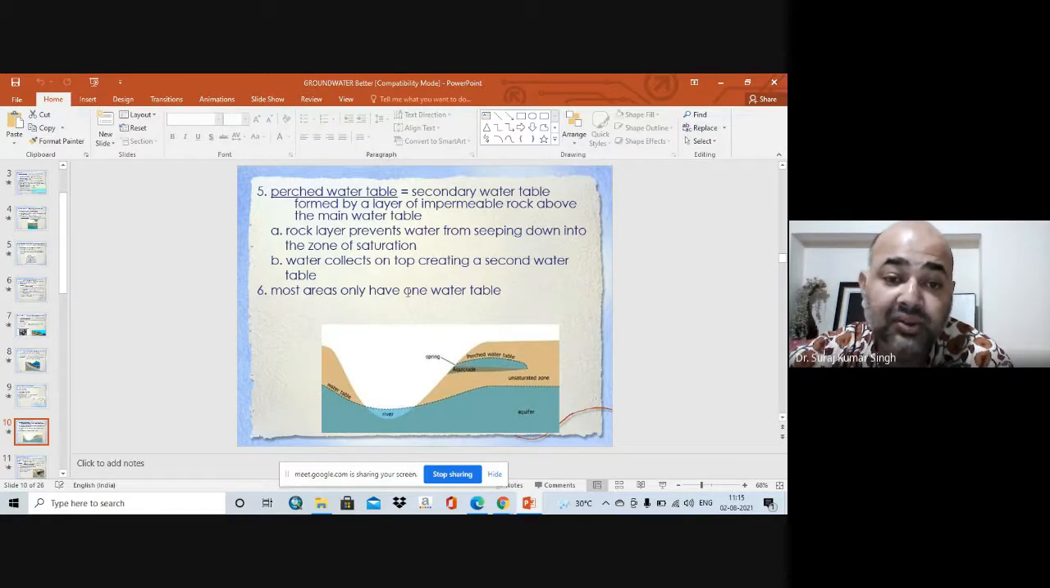And that is because the rock where the water is being recharged doesn't allow it to move downwards, so the water collects on the top, creating a second water table. So this is at the basement, you can say this is water table 1, and this is on the top in the zone of aeration. You can see that there is another water table that is known as perched water table. Most of the areas only have one water table. Either it will have a zone of saturation, that is a water table, or you will have a perched water table.